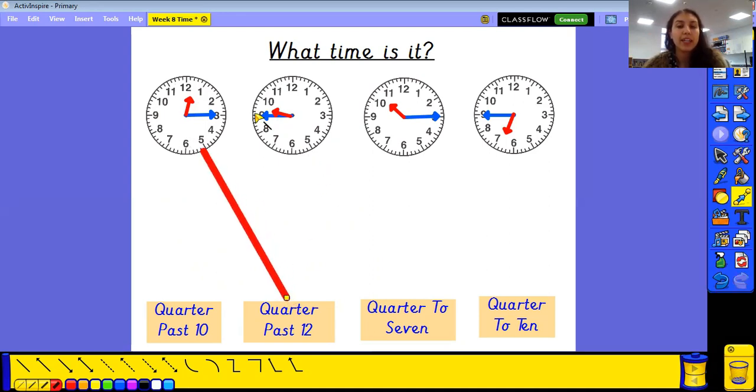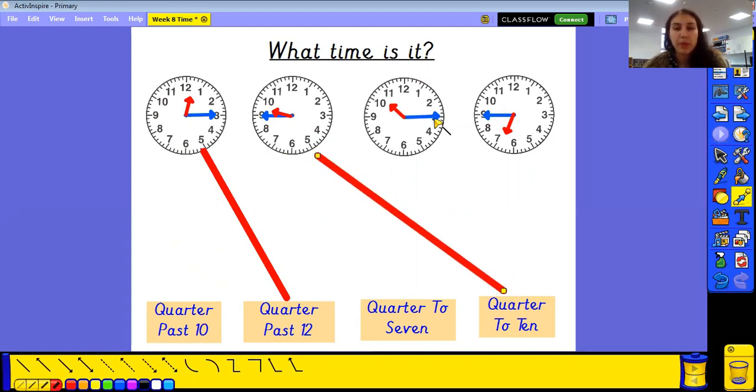Now this one, the big blue hand is pointing to the left, straight over that 9. So it is a quarter to. Now where is my red hand going to? It's going to 10. So it's quarter to 10. So I can see it's this one.